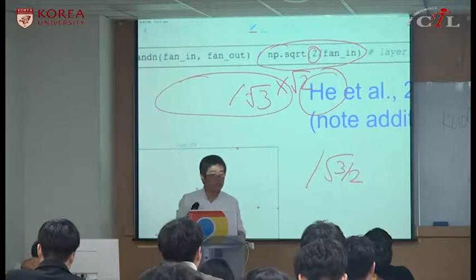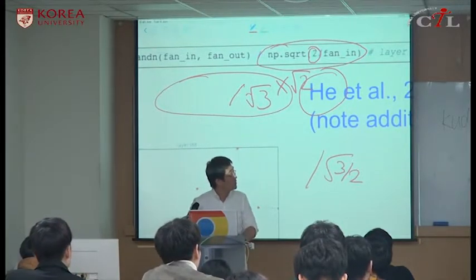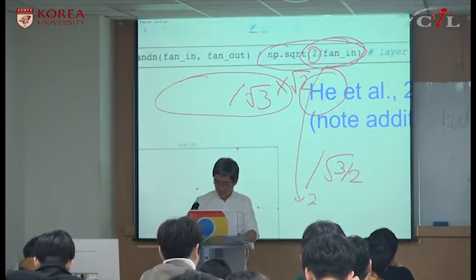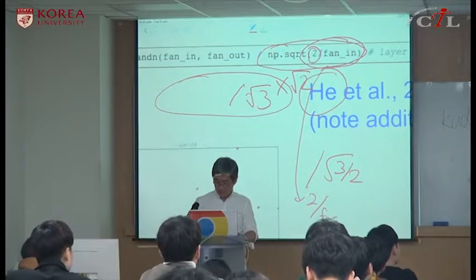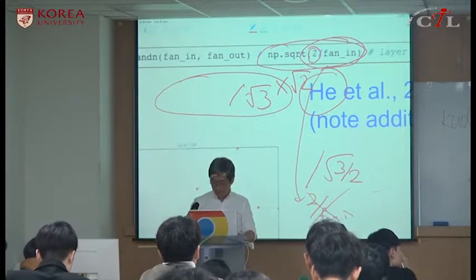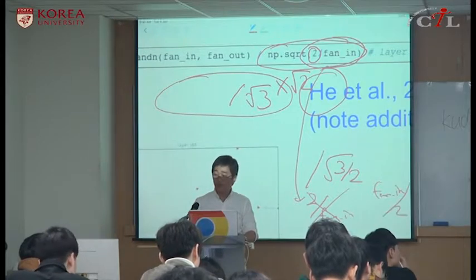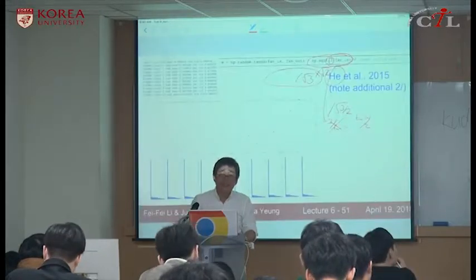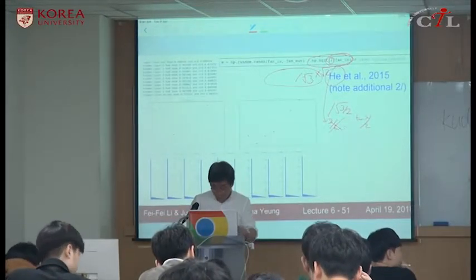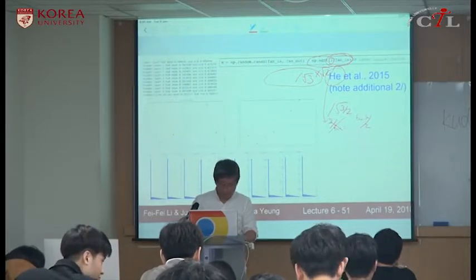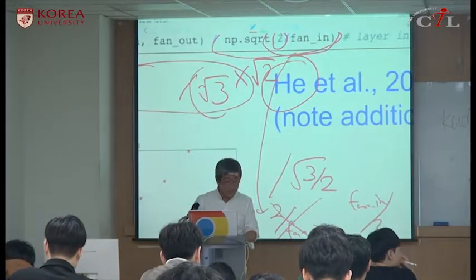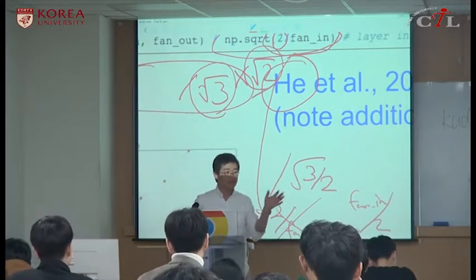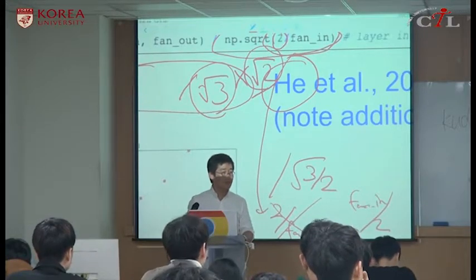I think there is a typo over here. So what's the typo here? This is not 2 over fan in. So it is fan in over 2. So yeah, we divide it by the square root of the number of nodes, but we actually increase the magnitude of our parameter by the square root of 2, right?